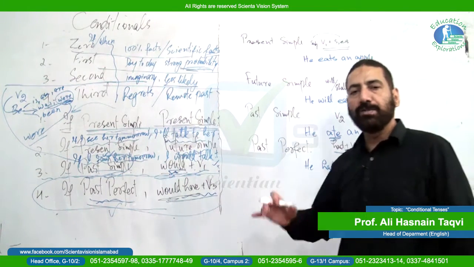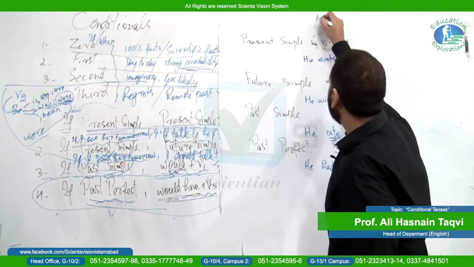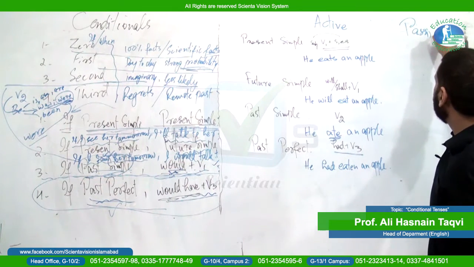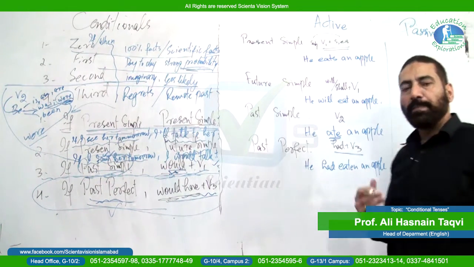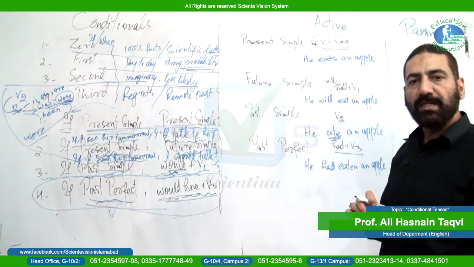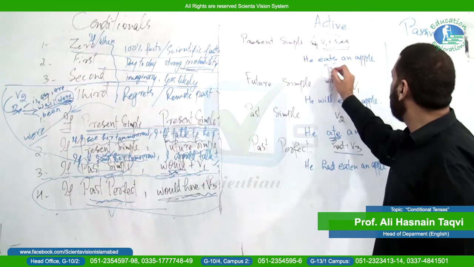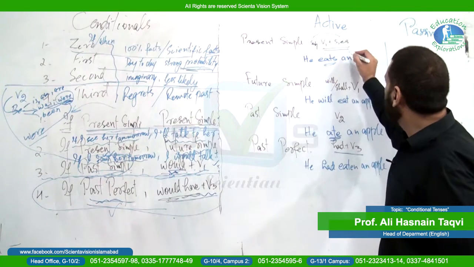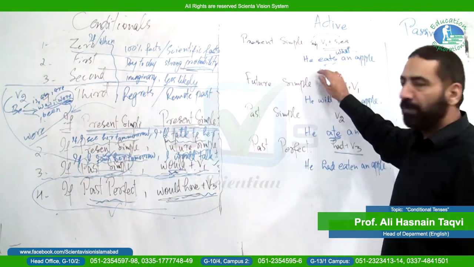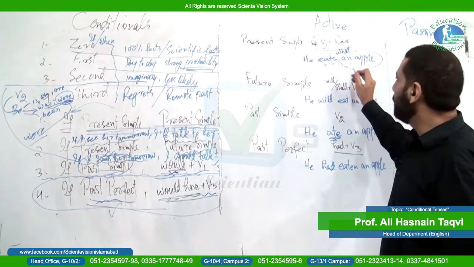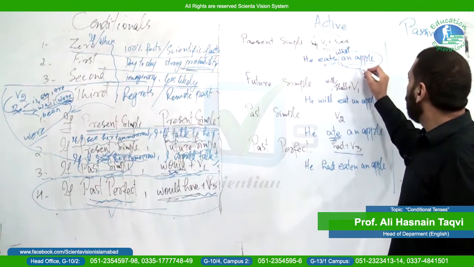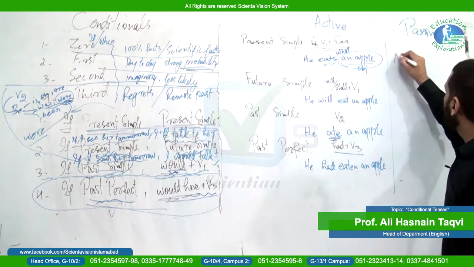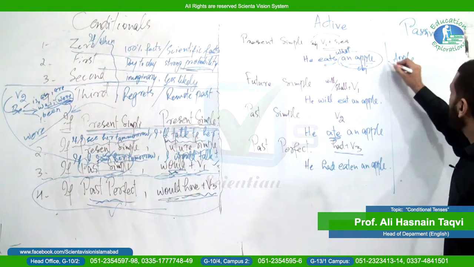Now my point is, once you understand these in active, these are active structures, you necessarily require to understand their passive structures too. And passive can only be made of a sentence that has a transitive verb, which means it takes an object, which again means it answers the what question. If I say he eats what, the answer to that is an apple. This object has to be changed into the subject. So we write it here: an apple.